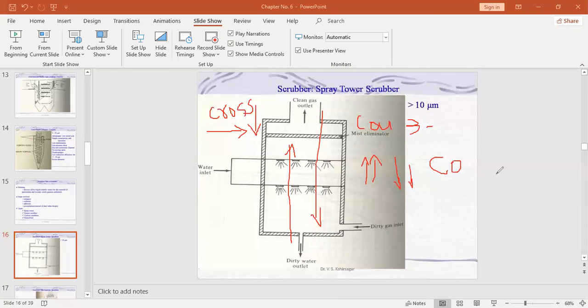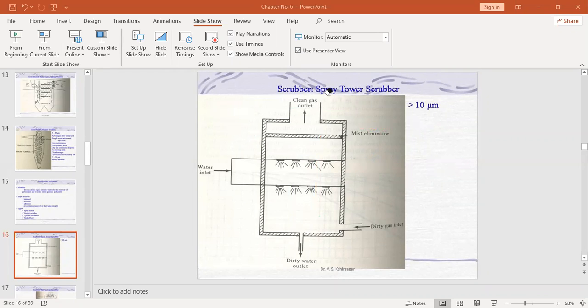which way we want to apply to increase the efficiency of the removal. Okay, now, so this is the fundamental. And scrubber, the name itself is telling you about the scrubber, that it will scrub the impurities present in the gas. Okay, I will explain with the first type, that is spray tower scrubber.